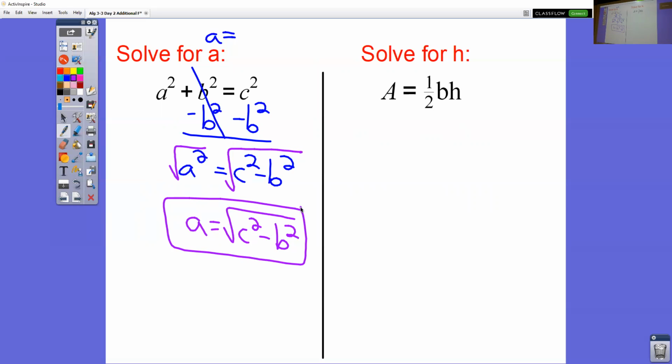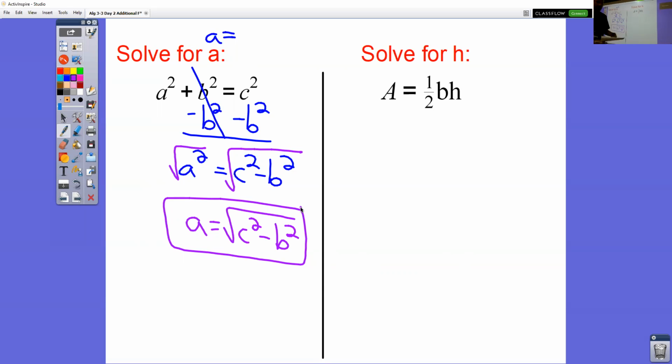In this next one, we are solving for H. So we want to get that H all by itself. Now, again, there's a couple different ways that you could do this one. Could you change it to be a 0.5? Sure, you could do that. And then divide by 0.5b and 0.5b? Sure, you could do that.